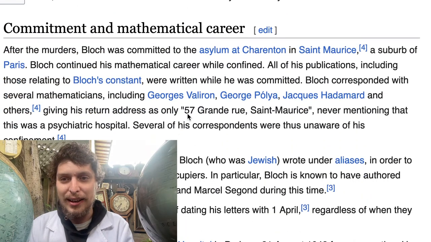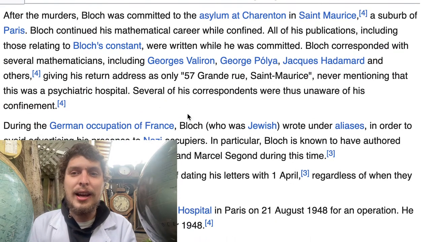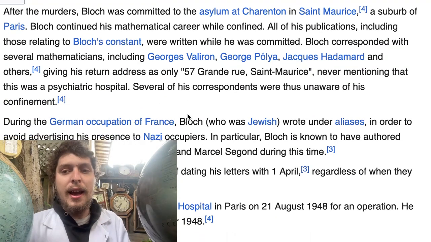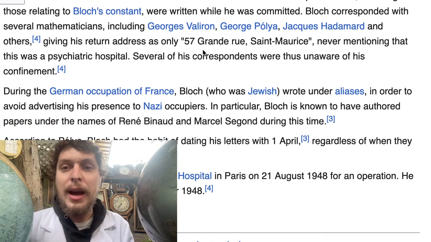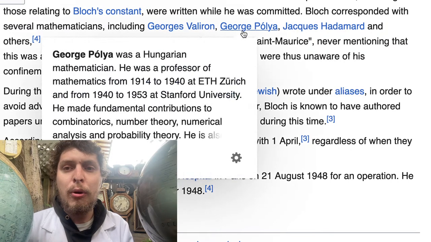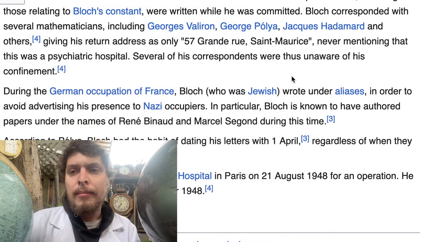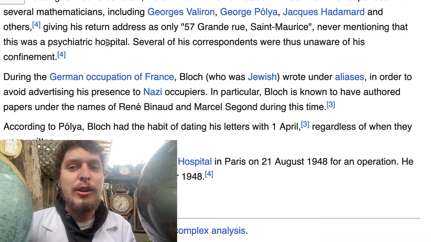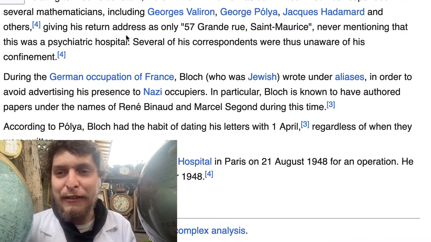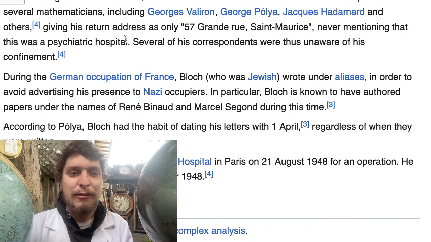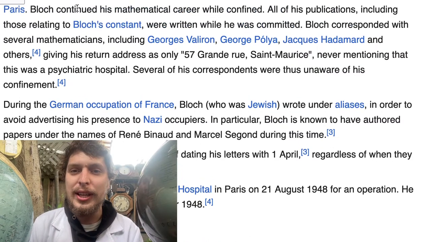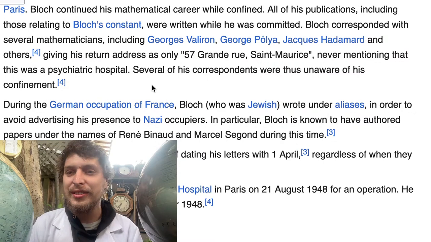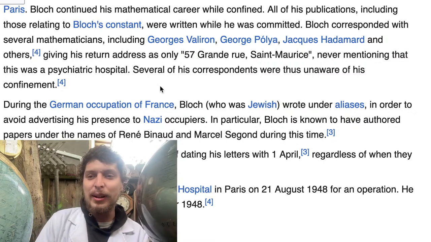That's really bad. Then he was committed to an asylum, and from that asylum he wrote some of his papers. A lot of these great mathematicians, we've talked about Polya before, a bunch of mathematicians, he never said he was in a psych ward. He just told them, hey, here's some new math findings. And he was still finding stuff. So maybe he does go to show that prison systems should be closer to rehabilitation systems. And maybe then these crazy mathematicians won't be able to hurt people, but they can keep publishing.